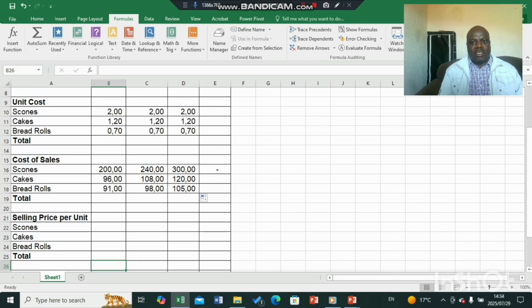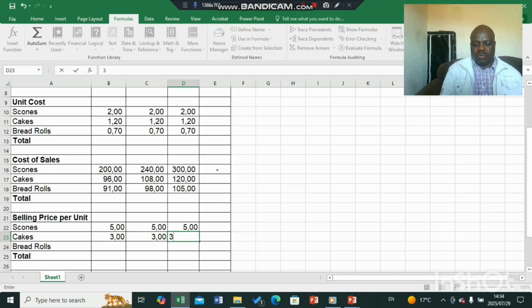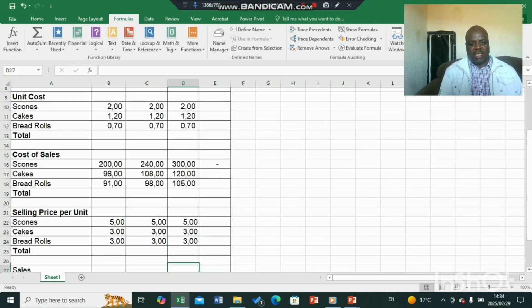Now we are almost there. Selling prices. Suppose we are selling each scone for 5 rands per scone, and we are selling our cakes at 3 rands per unit, and our bread rolls again at 3 rands per unit. Done and dusted.